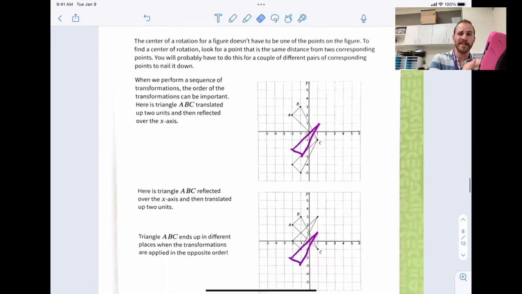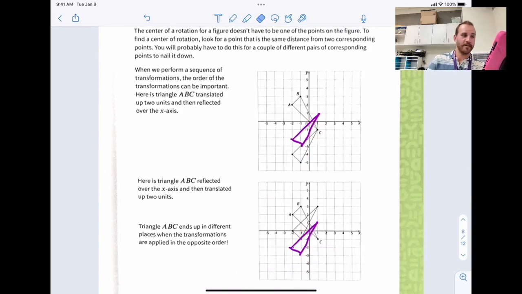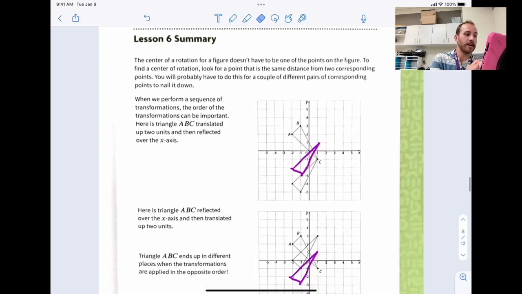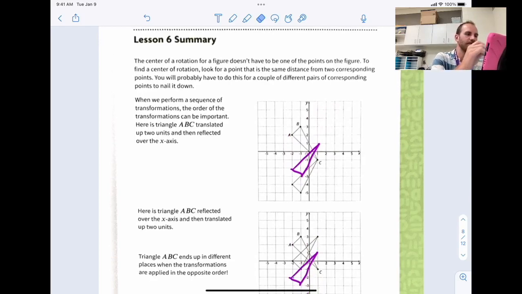Now, let's look at that lesson 6 summary. Okay, we've done the work. Let's see what we've done. Let's see what we're looking at. I don't know if I want to erase those yet. Let's just erase them. Oh, so this lesson summary is just showing us how to perform these sequences of transformations, but also how to write the directions to do it.